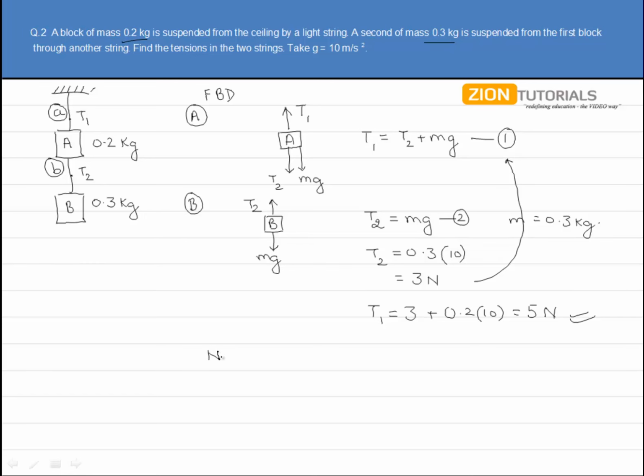Now, in such types of questions, note that the strings have been given as light strings. Otherwise, the T2 in equation 2 would not have been equal to T2 in equation 1. Here we have made the assumption that the strings are light. That's why we have found the T2 in equation 2 and could put it in equation 1. So following this assumption, we have the answers as T1 and T2 equal to 5 and 3 newtons respectively.